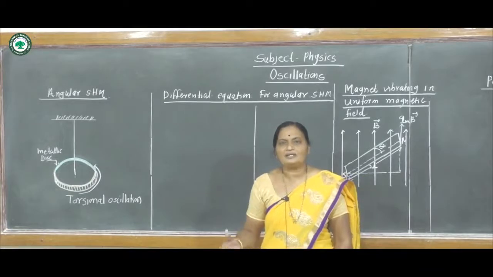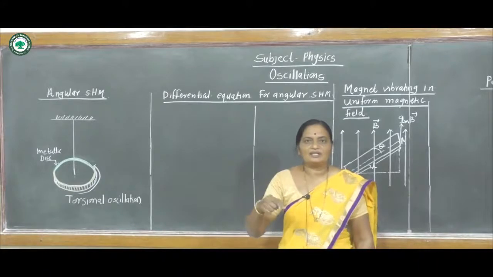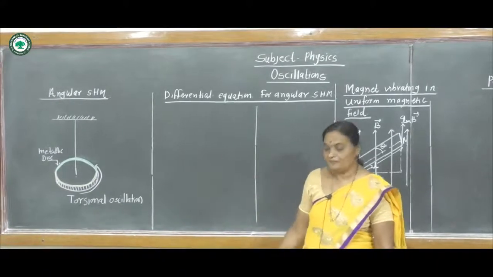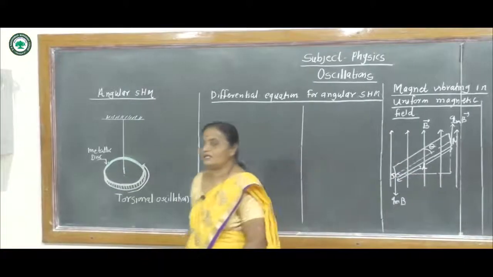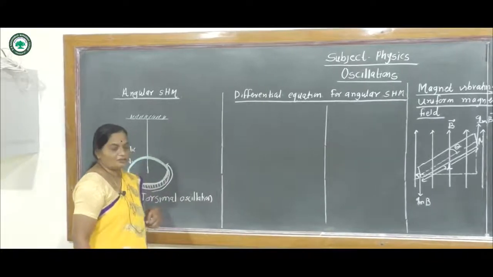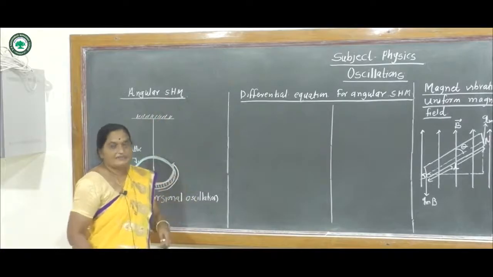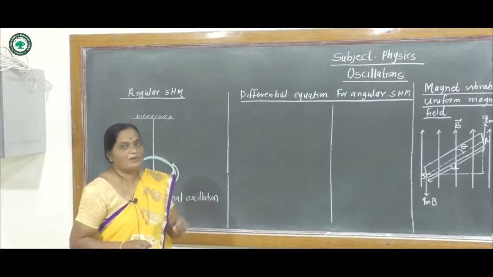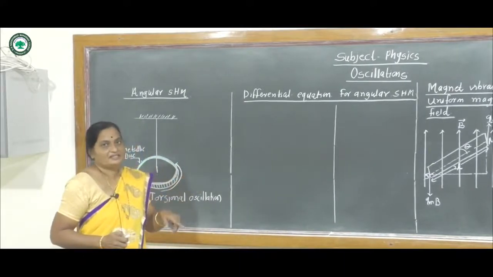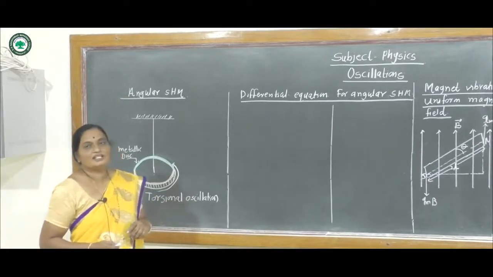Then what is angular? Angular means the particle moves along the curved surface. It is called angular. Now what is angular SHM? In angular SHM, the particle performs simple harmonic motion along the curved path. It is called angular SHM. In this case, three conditions are necessary. First, the particle moves along the curved surface. Then the motion is oscillatory, and third, the motion is periodic.